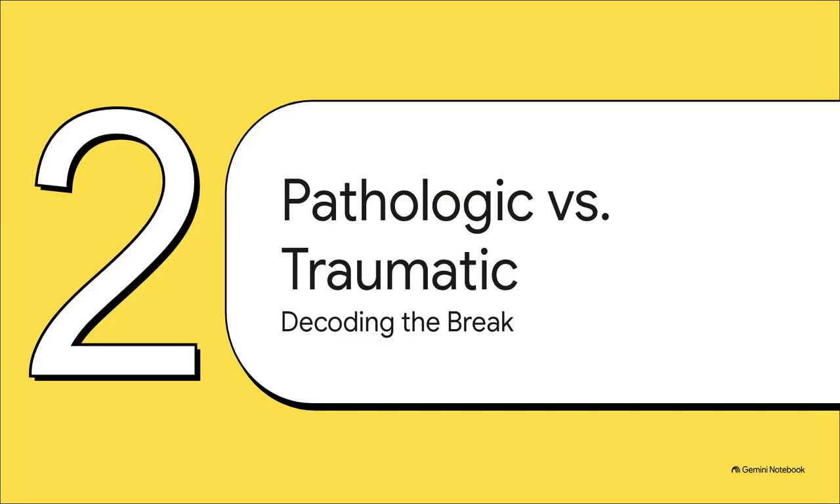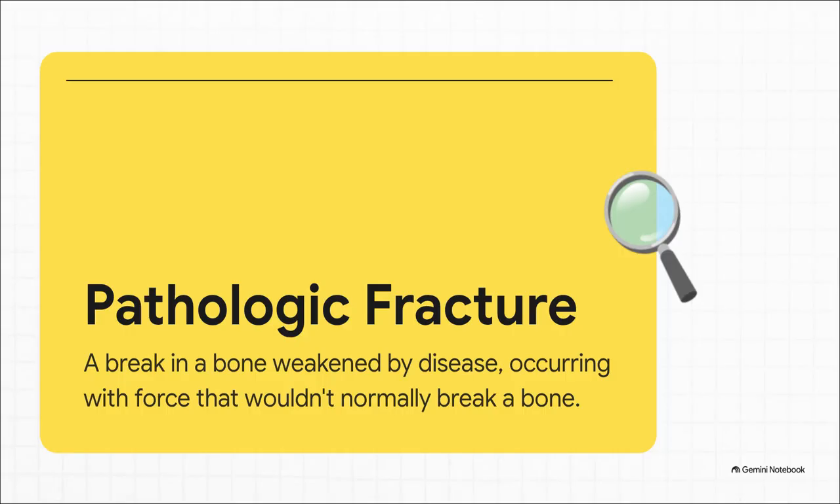Moving on to Section 2, Pathologic versus Traumatic Fractures, Decoding the Break. Let's get our definition straight first. A pathologic fracture, which usually falls right into category M84, is a break that happens because a disease process has fundamentally wrecked the bone tissue. Whether we're talking about a bone cyst, a nasty infection, a metastatic tumor, or osteoporosis, the bone architecture is just so weak that normal, everyday force causes a catastrophic break.